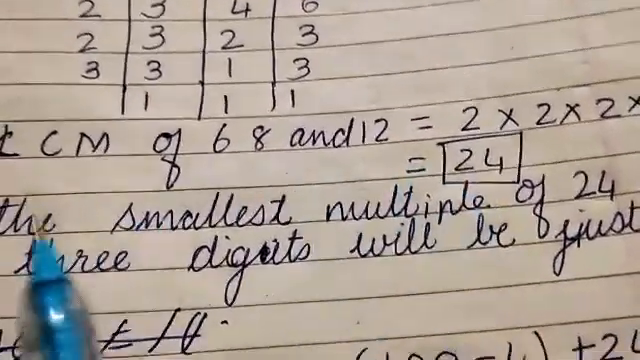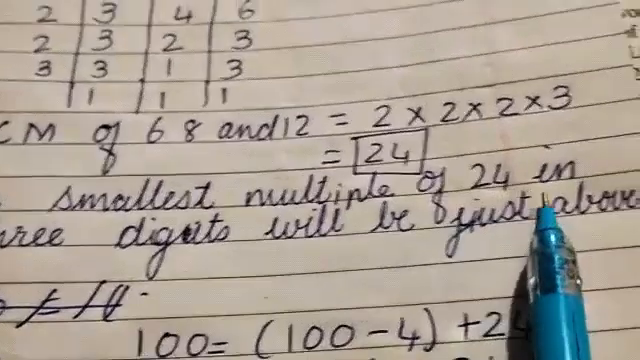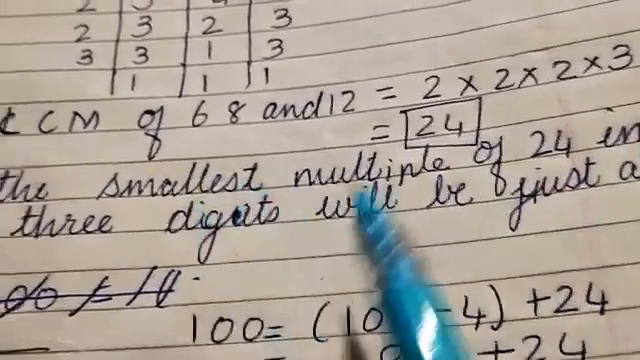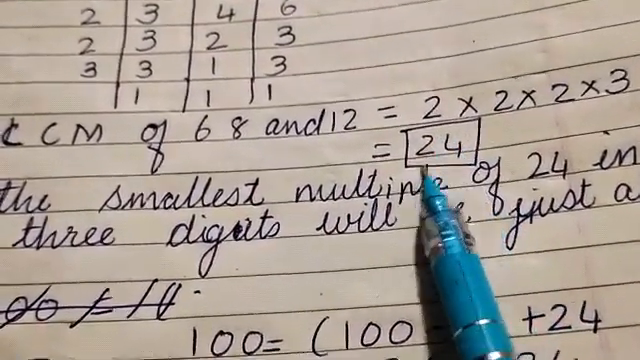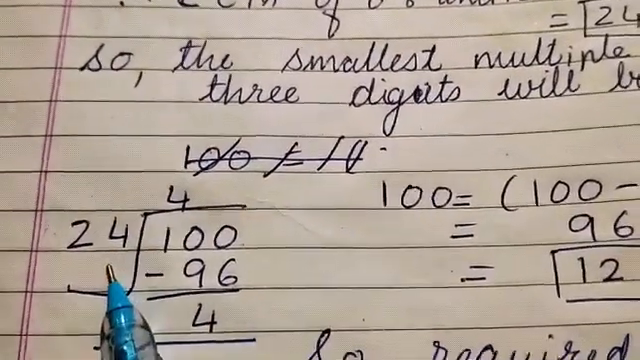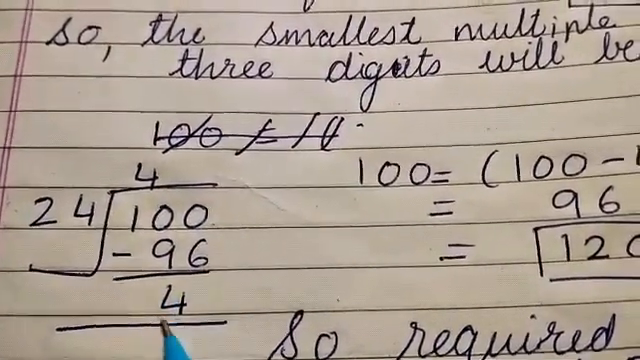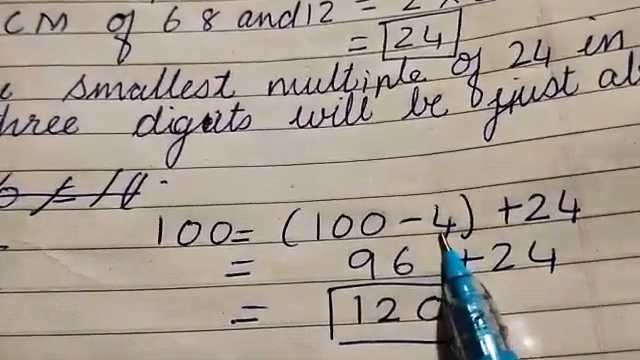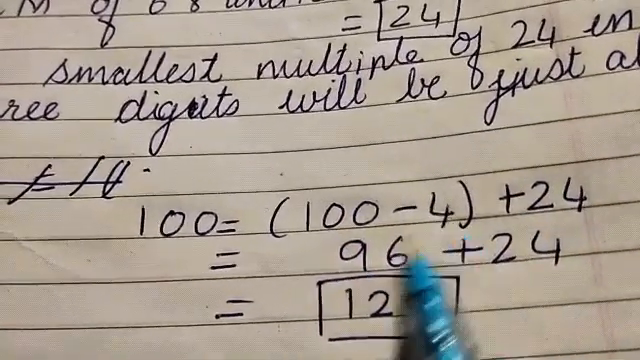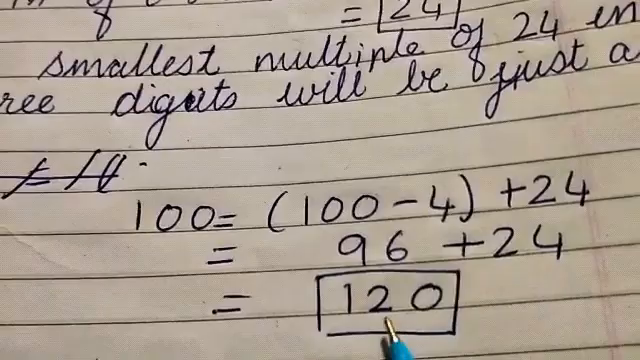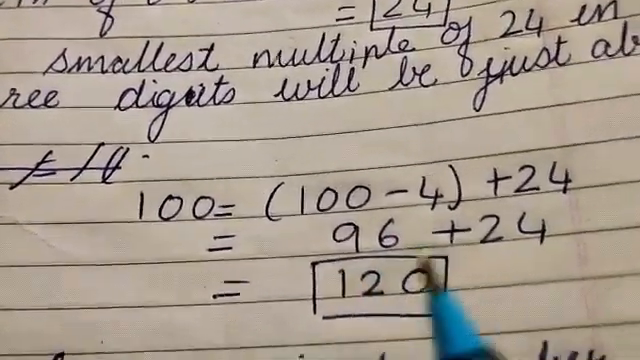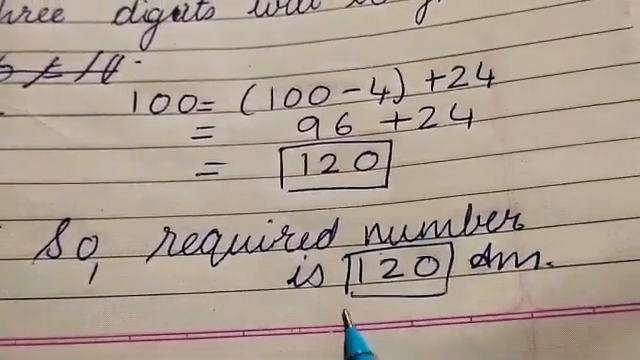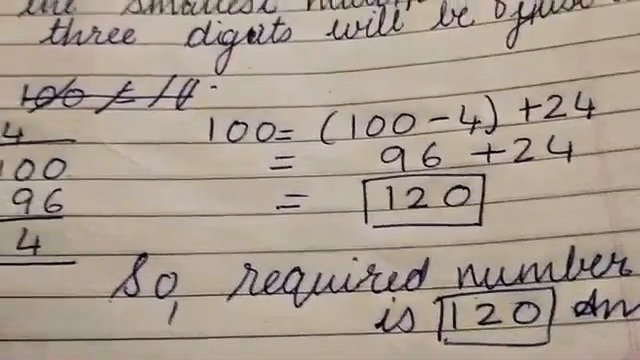Now what we need to do? The smallest multiple of 24 in the 3-digit numbers will be just above 100. So just take 100 and divide by 24. 24 4s are 96, our remainder is 4. So 100 minus 4 plus 24. 100 minus 4 will be 96 and plus 24 will be 120. So our required number will be 120 and not 100.